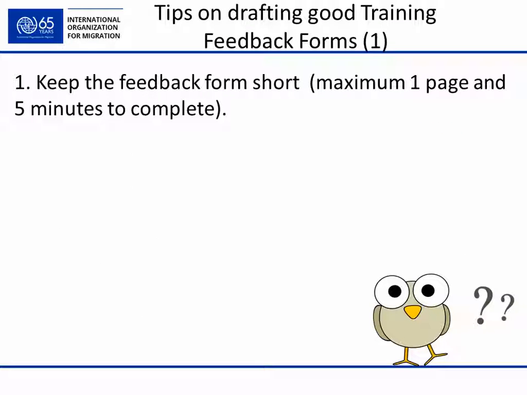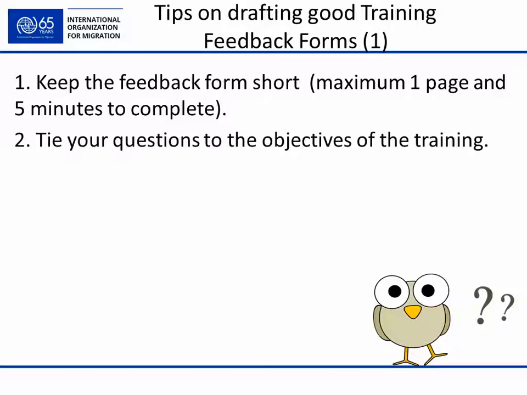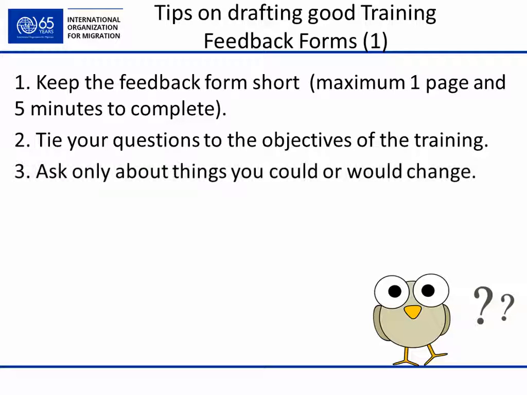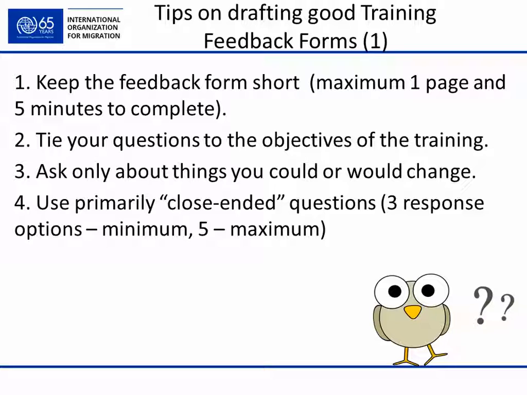So, some tips on drafting good training feedback forms. Keep the feedback form short, maximum 1 page and 5 minutes to complete. Tie your questions to the objectives of the training. Ask only about things you could or would change. Use primarily close-ended questions, 3 response options minimum, let's say 5 maximum. Response options can be, for example, yes, rather yes, difficult to answer, rather no, and similar.